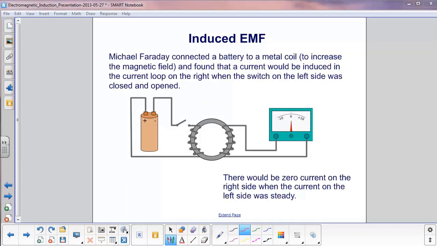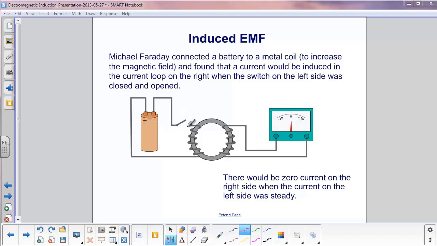This was Michael Faraday's setup. He connected a battery with insulated wire, wrapped it around this metal core, and this metal core is there to maximize the magnetic field. But this is an insulated wire, so at no time did any current pass from the battery into this ring here, this coil. Then he took other insulated wire, wrapped it around, connected it to an ammeter. And again, there is no physical connection between this side of the circuit and this.